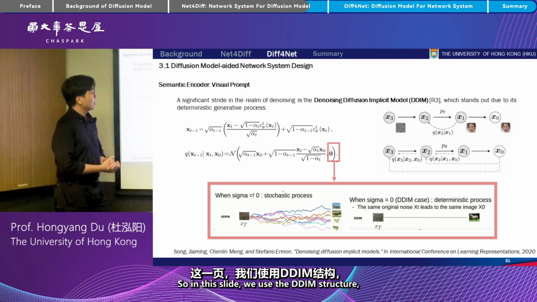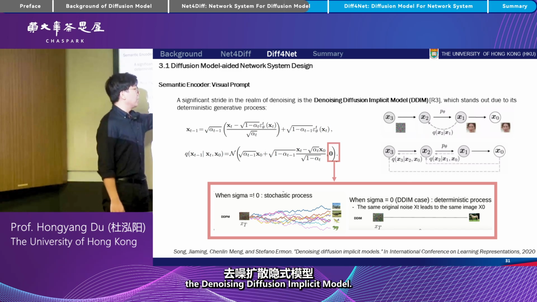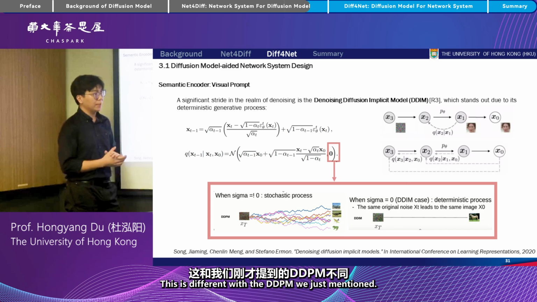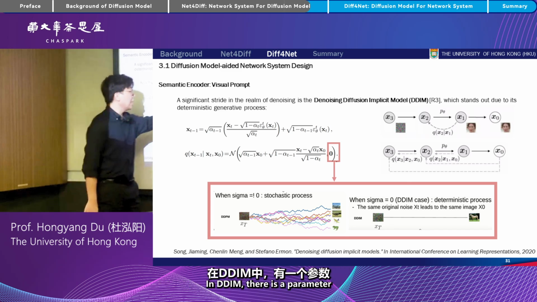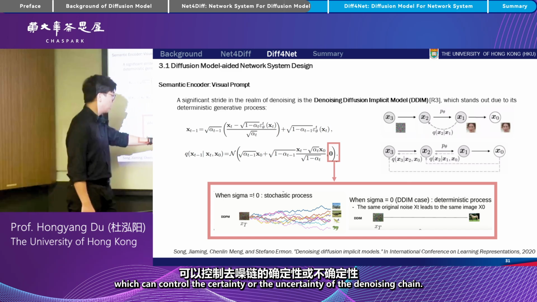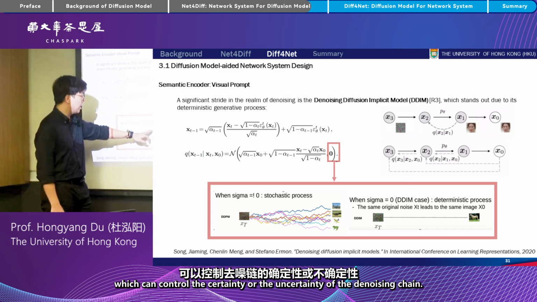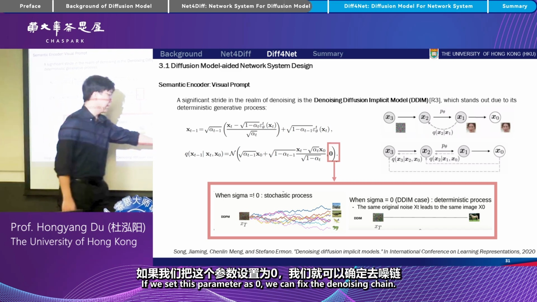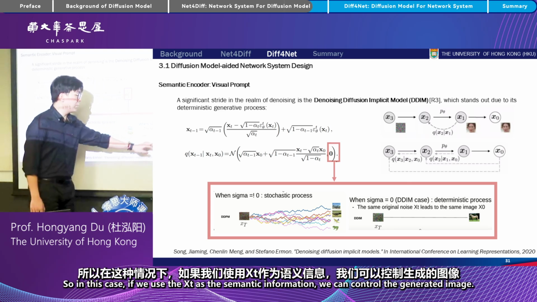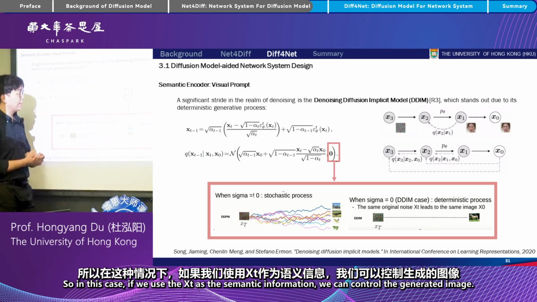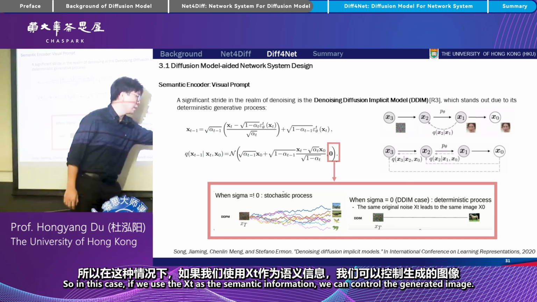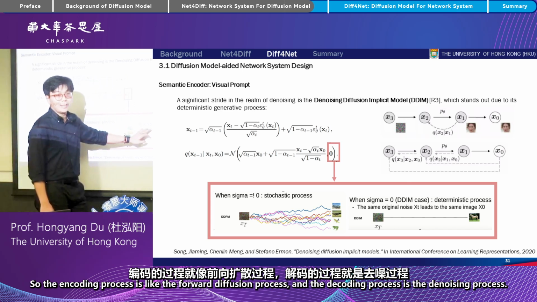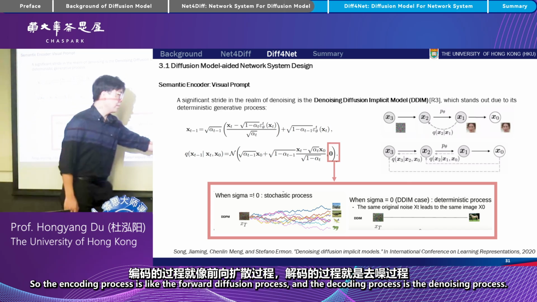So in this slide, we use the DDIM structure, the denoising diffusion implicit model. This is different from the DDPM we just mentioned. In DDIM, there is a parameter which can control the certainty or the uncertainty of the denoising chain. If we set this parameter to 0, we can fix the denoising chain. So in this case, if we use the xt as the semantic information, we can control the generated image. So the encoding process is like the forward diffusion process, and the decoding process is the denoising process.